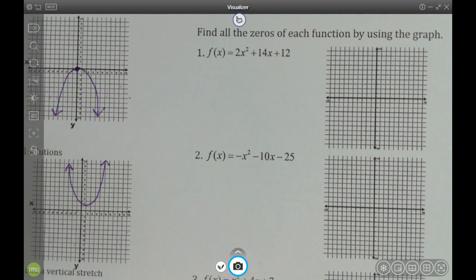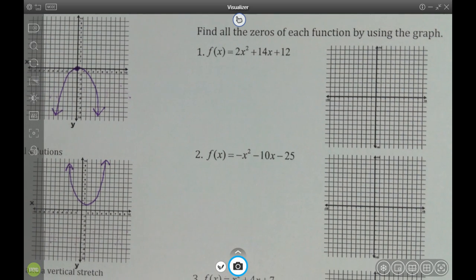Okay, so on this right side of your paper, it says find all the zeros of each function by using the graph. Well, they didn't give us the graph this time. That means you get to graph them, okay? You've already learned that. So I'm going to give you 10 minutes to work with the people around you, using your notes, using your notebook, to remember how to graph quadratic functions, using your notes and your neighbors. And you're going to graph these right here.